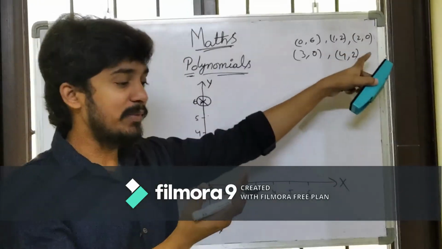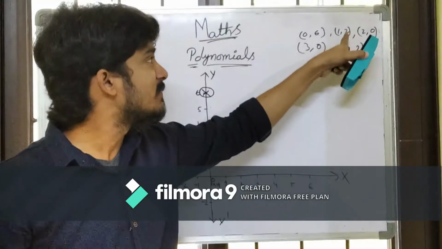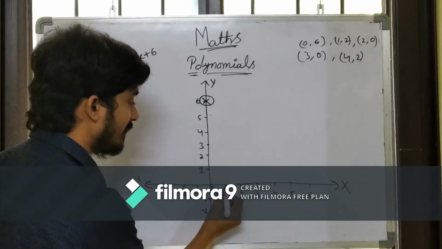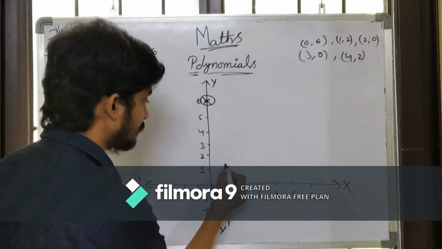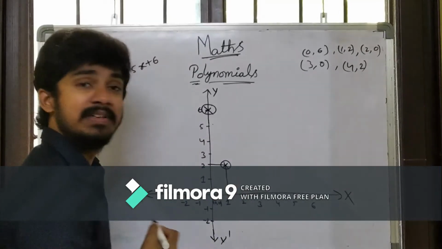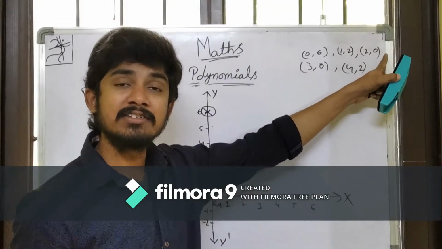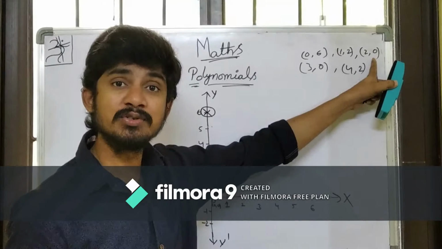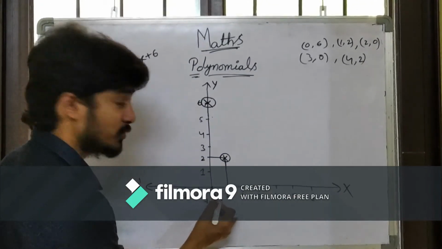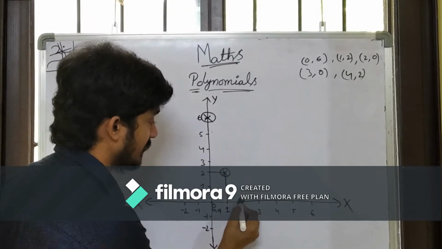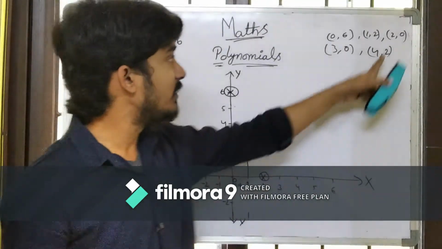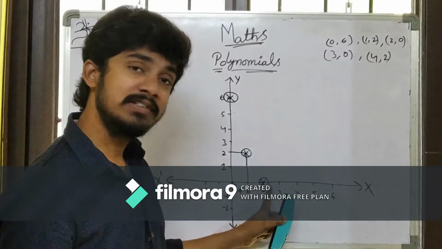And second point is 1, 2. In this point 1, 2, x coordinate is 1 and y coordinate is 2. This one is the second point. And third point, in this point 2, 0, x coordinate is 2 and y coordinate is 0. X coordinate is 2 and y coordinate is 0. 2, 0. This one is the third point.